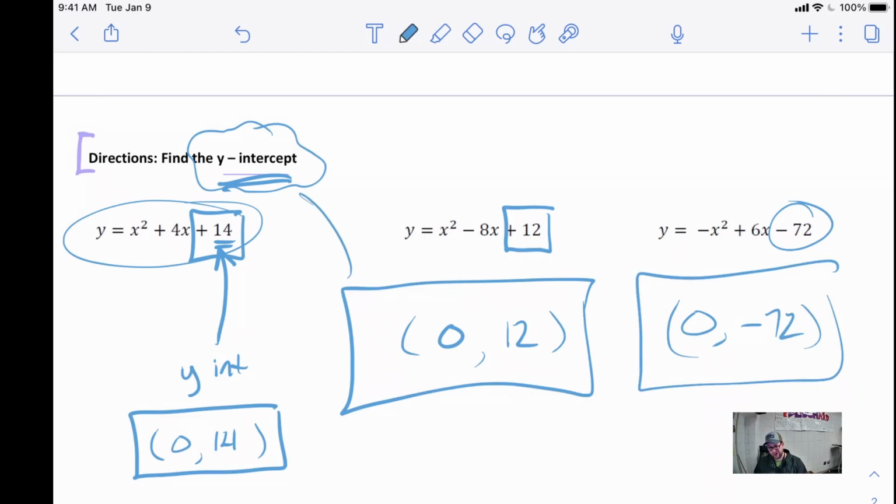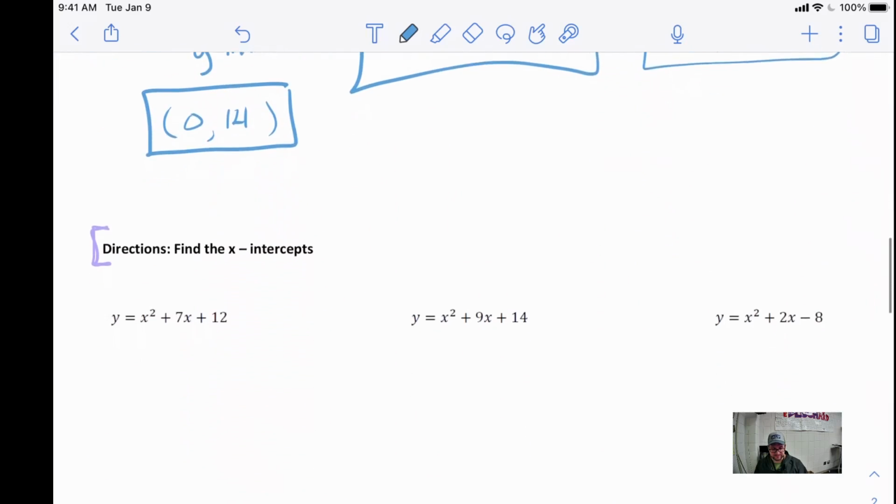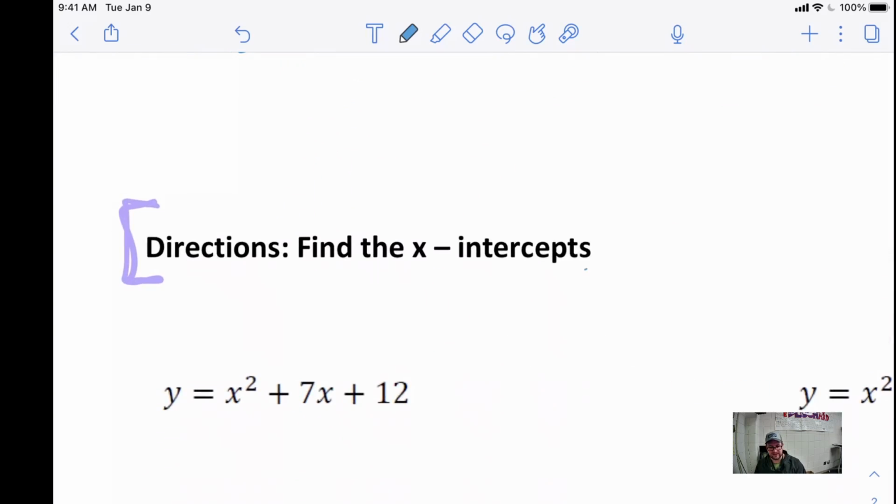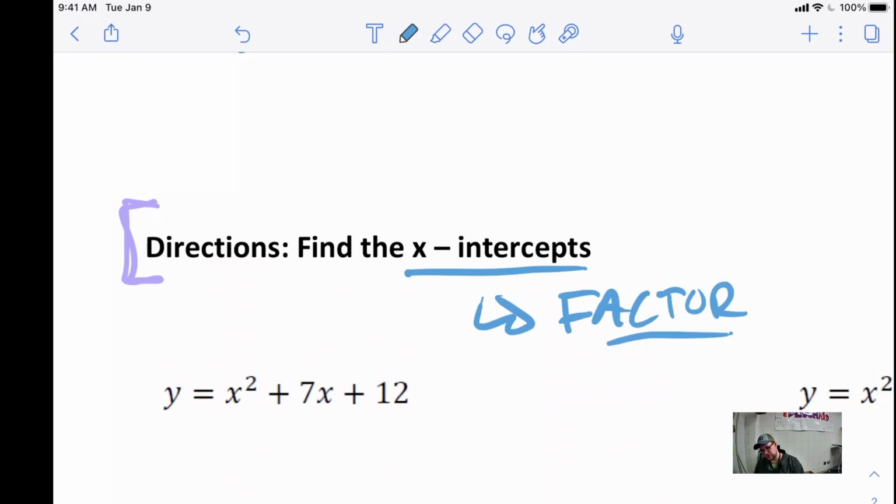That's all we need to do for the y-intercept. Now, unfortunately, the x-intercept isn't quite as easy. When you're being asked to find the x-intercept, what you need to do is factor. So you're going to have to remember the difference.